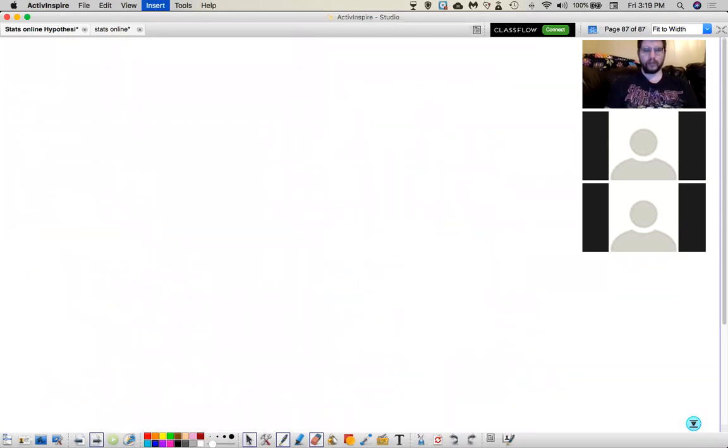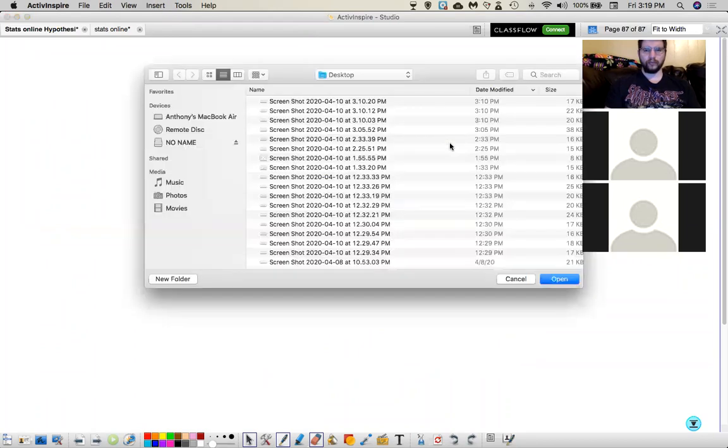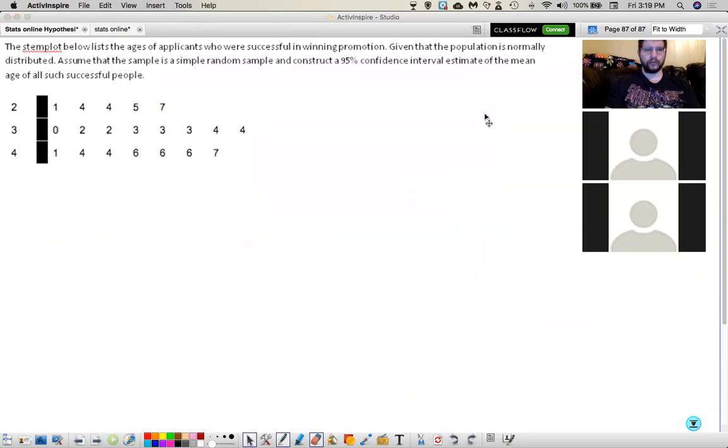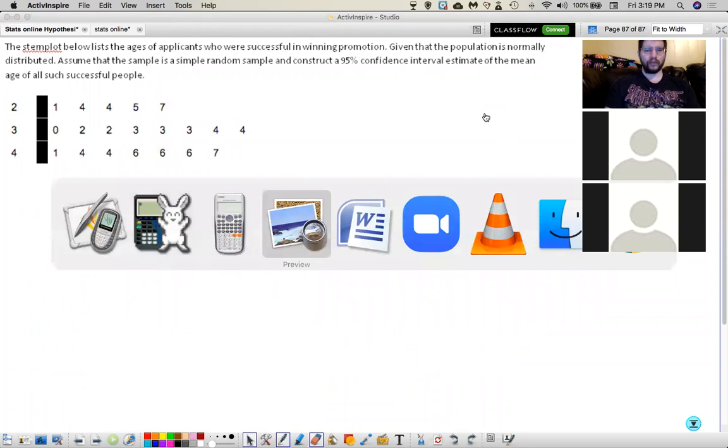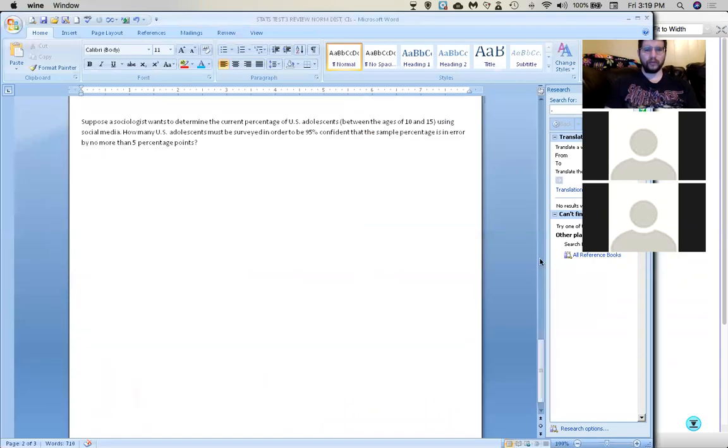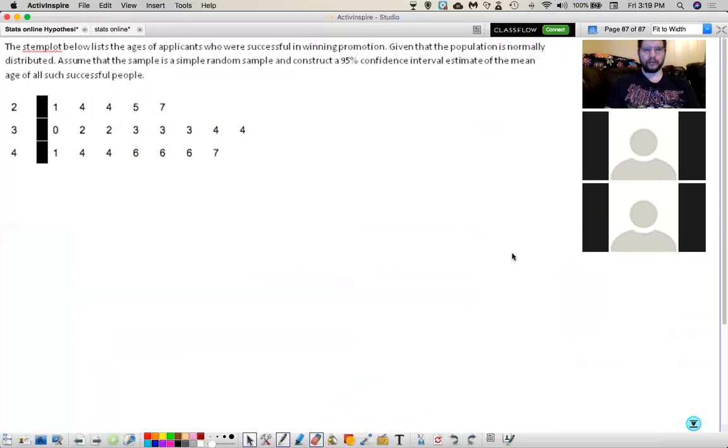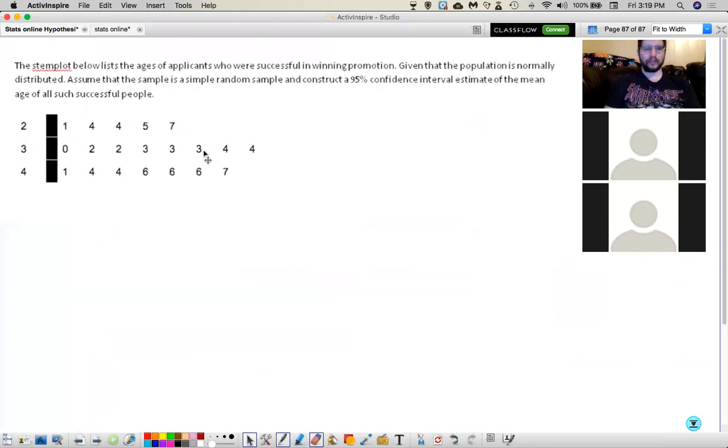Okay, look at the next one. We have this one. I believe we have one more after this. Yeah, the sample size. So this is a stem plot. Some of you didn't know how to read the stem plot last time. This is not the number 1, 4, 4. That's the number 21, 24, and 24. Yes, I'm looking at you, Jordan.